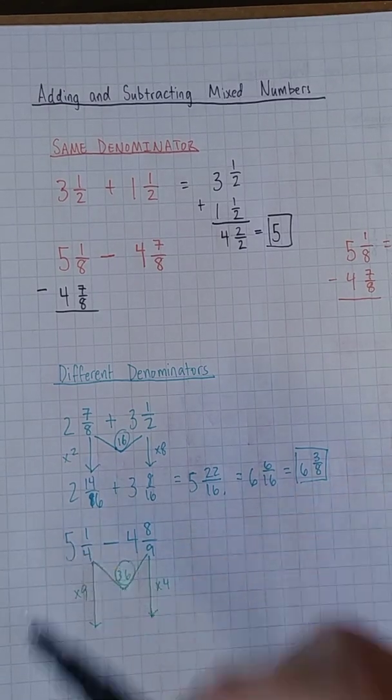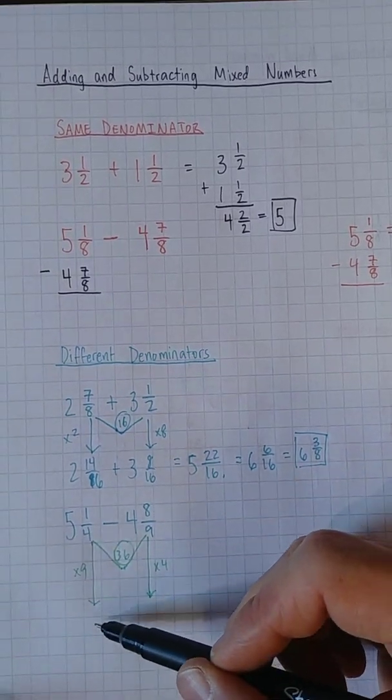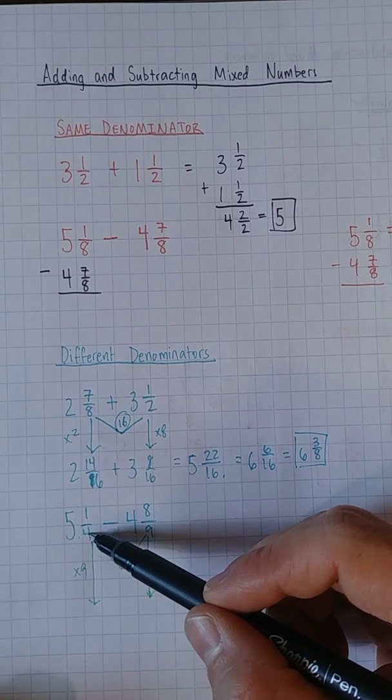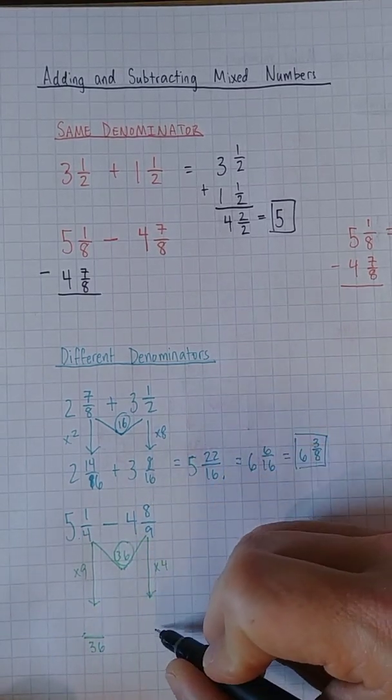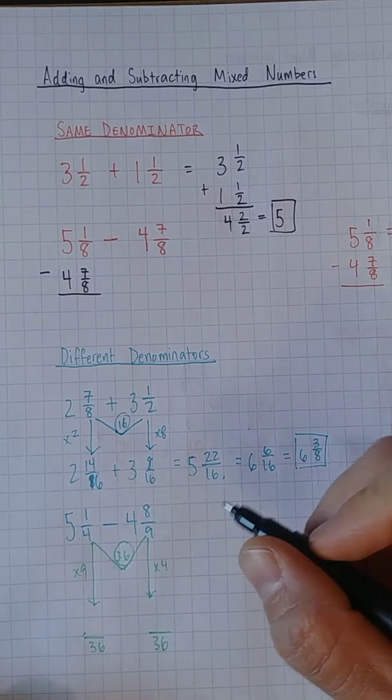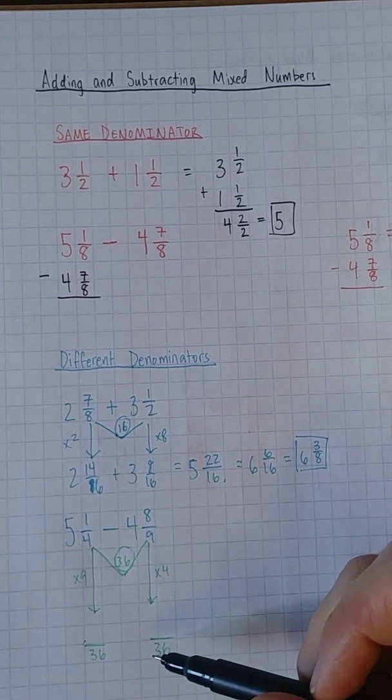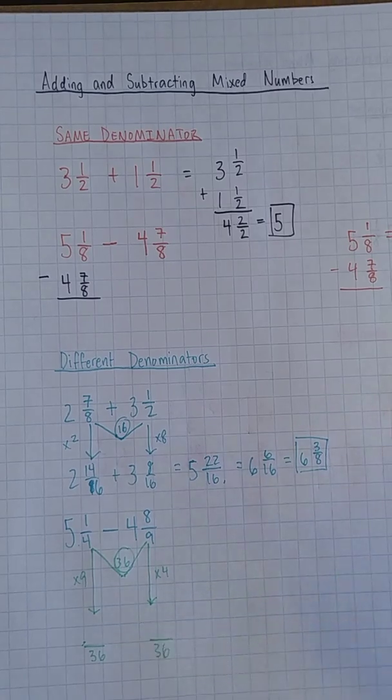All right, I'm going to ask you to pause the video and see if you can figure out what 5 1/4 would be as 36ths and what 4 8/9 would be as 36ths. So go ahead and pause it, give yourself a couple minutes and see what you get here, and then we'll resume and see how you did.